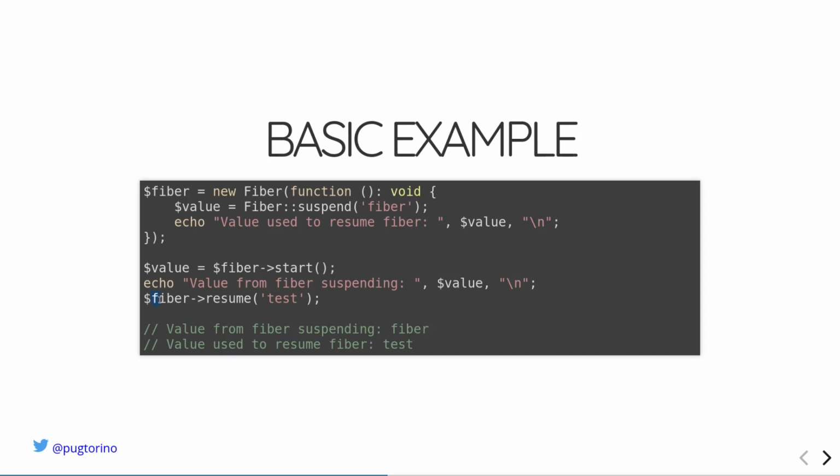So here in the resume, we are resuming the execution. We are going to this line because, remember, the fiber preserves in memory the state of the execution. We suspended and now we need to execute the second line that is echo. But in this case, $value will be test because we are passing this parameter from the main code to the fiber. So the next line printed will be value used to resume fiber test, because again, we pass test as parameter in the resume.